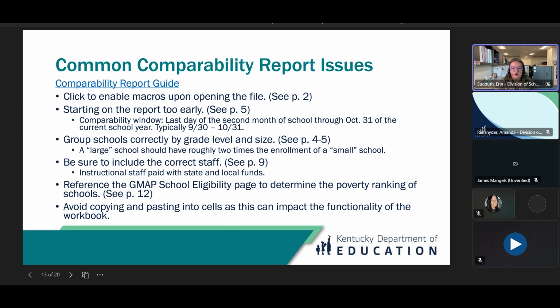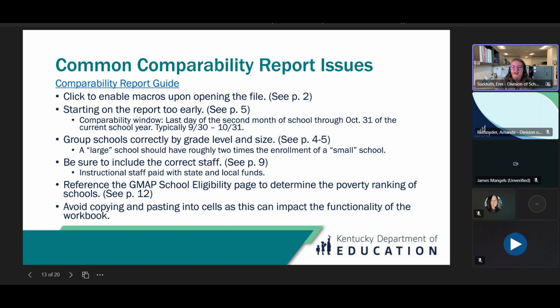So last year we had a district with this issue and the report was saying that the schools weren't comparable, but they actually were. And I don't know how many hours the district spent before they reached out to me. If they're on here and they want to put that in the chat, they can. But I know that together we spent a solid hour trying to figure out what was going on with this report. And I finally just opened a completely brand new file and manually entered all of the data. And all of a sudden the schools were comparable. So that was a very stressful circumstance for that district. We don't want you to have to go through that.